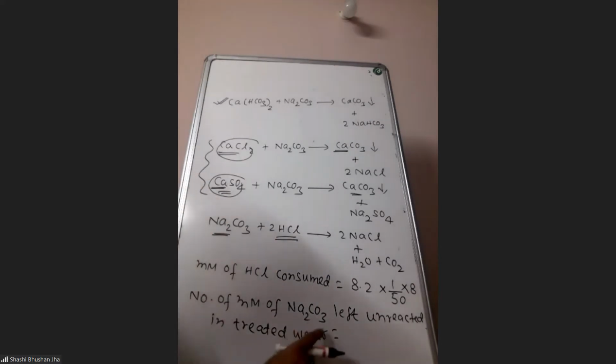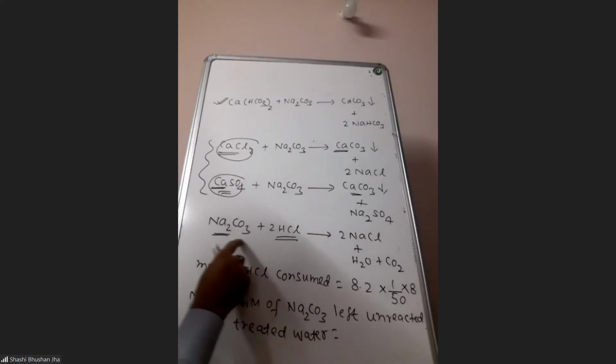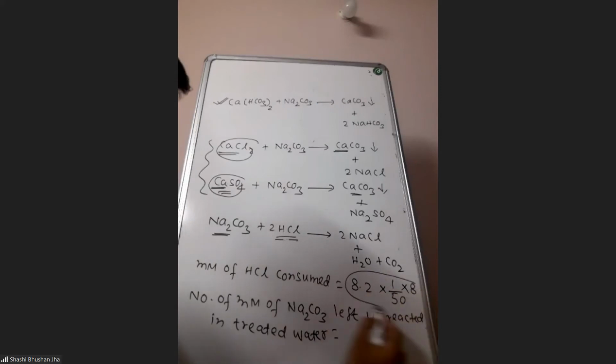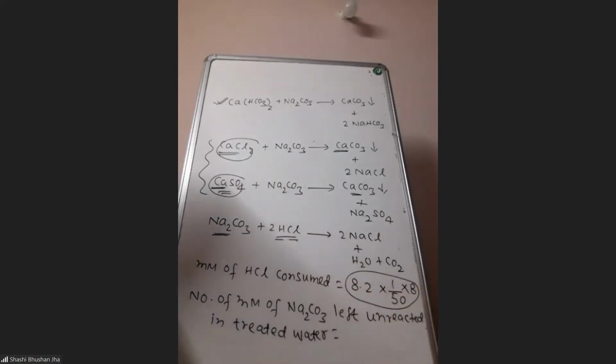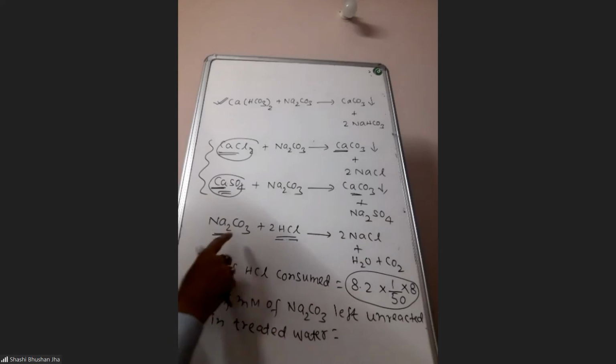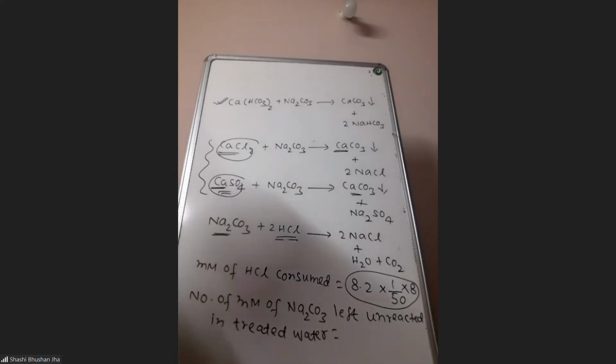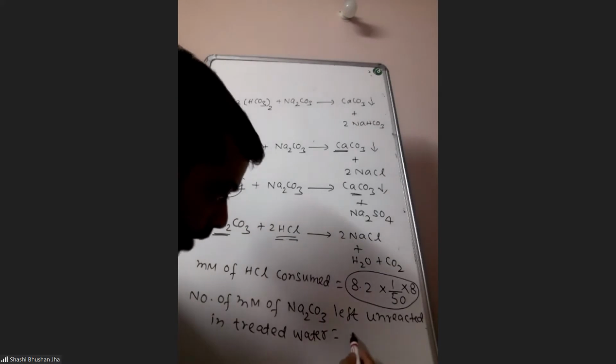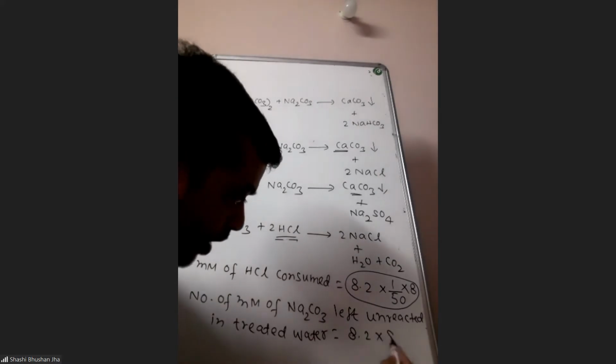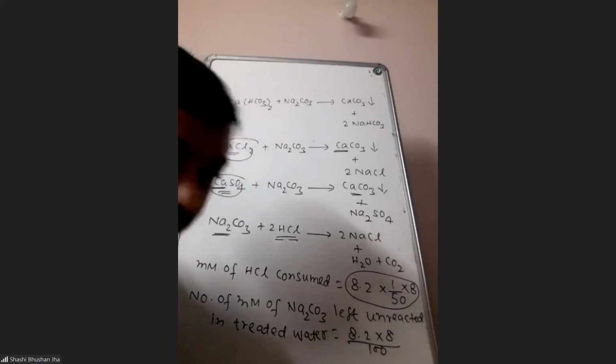This will be the initial number of moles. So number of millimoles of sodium carbonate left unreacted in treated water will be half of the number of moles of HCl. So number of moles of HCl consumed is this much. Now if you divide it by 2, then you will get the number of moles of sodium carbonate left unreacted. So this will be 8.2 into 8 divided by 100.